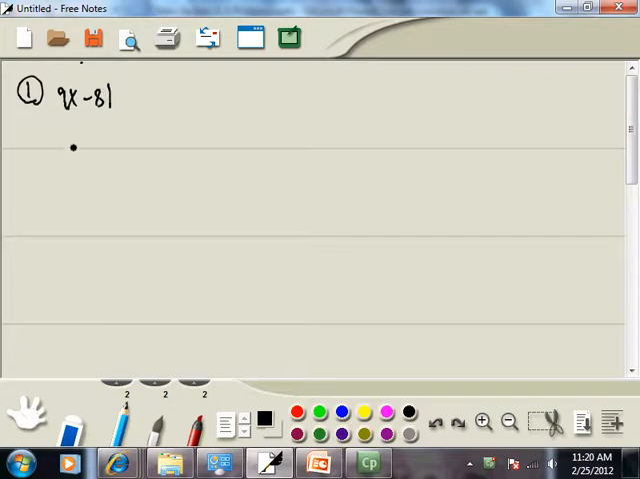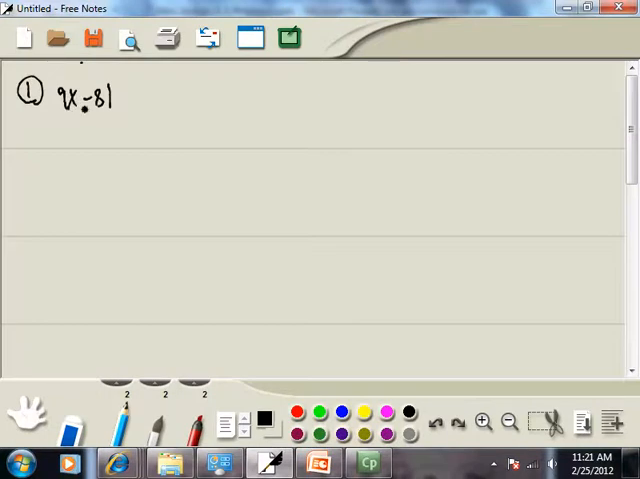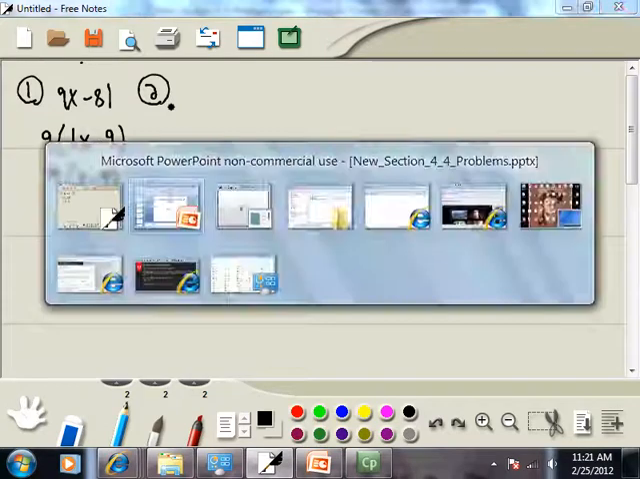9x minus 81. Now, with the greatest common factor method, that's what the instructions are, by the way, factor out the greatest common factor. Number-wise, we look for the largest number that divides into both of those. 9 and 81, well, 9 divides into both of them. Now, when we factor that out, that basically means divide out. So 9 divided by 9 is 1. The x remains. Minus 81 divided by 9 gives us 9. Now, the 1's going to become invisible, so we're going to have 9 times x minus 9. And that's our answer.